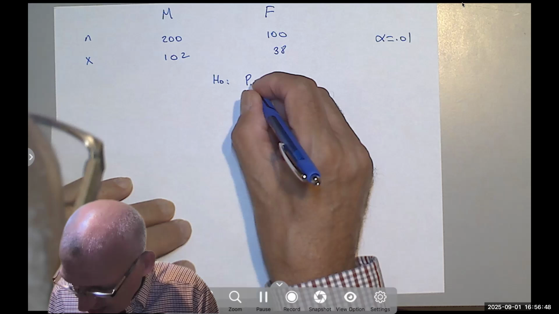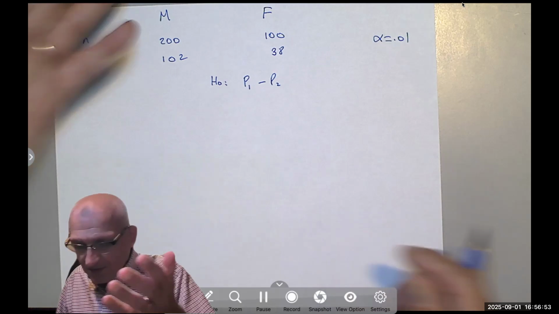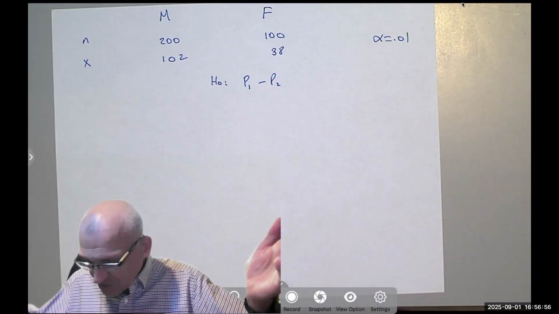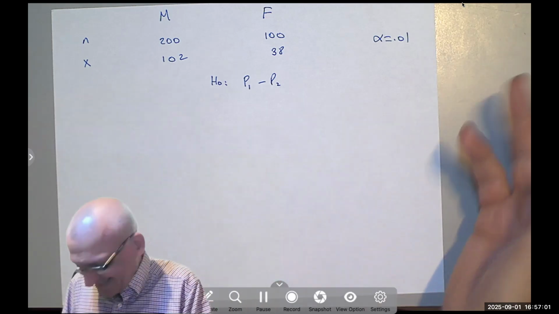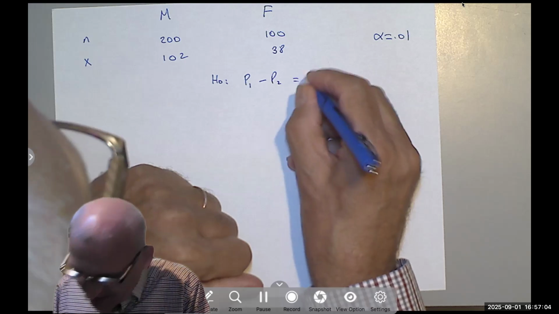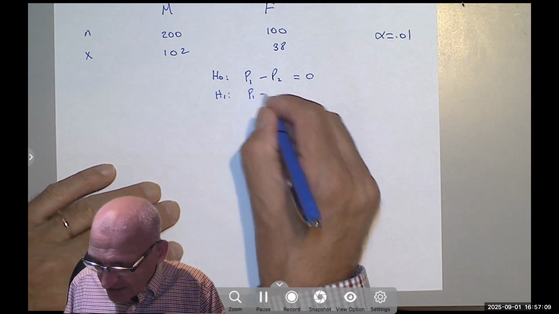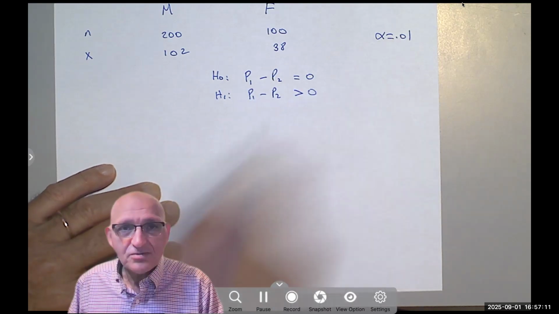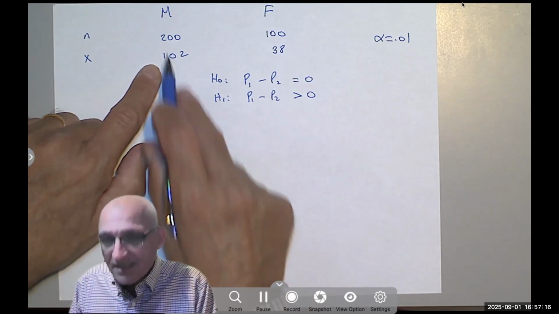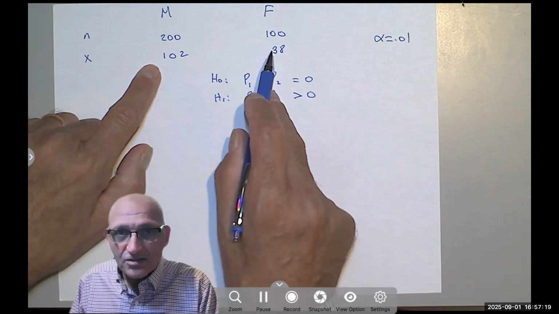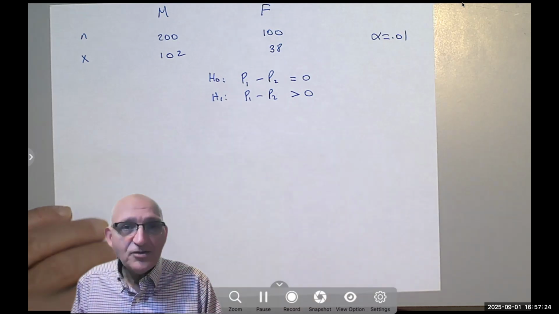So here we say P1, if you call that 1 and 2, minus P2. Now they say you are sexist. Why did you say male is 1 and female is 2? Maybe the higher number is better. Who told you? Okay. Equals 0. And the alternative hypothesis is that P1 minus P2 is greater than 0, right? The proportion catching cold in males is higher than that of females. So that's worse, right? And alpha is 0.01. So we need to calculate three things.